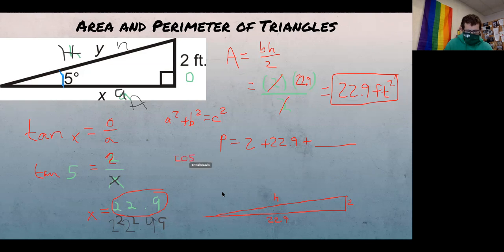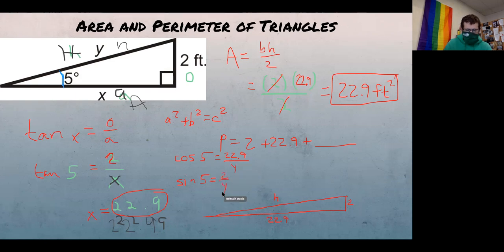So cosine, and I'm just going to write out some equations real quick. Cosine of 5 equals your adjacent side, which is 22.9 over x. And then could we set it up with sine? What would that be on the right side? 2 over y. Yeah, I should have put y right there. Let me change that. 2 over y.